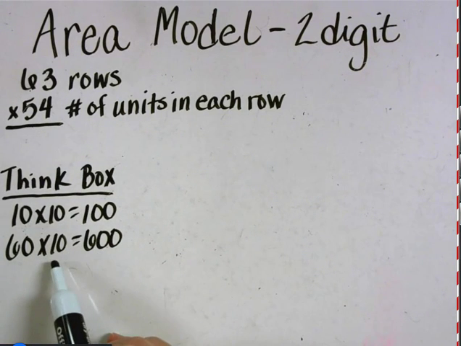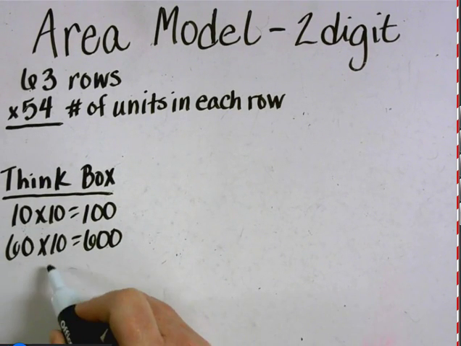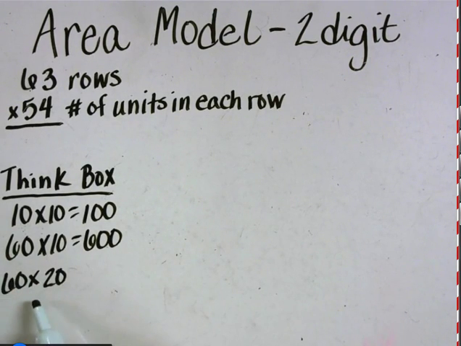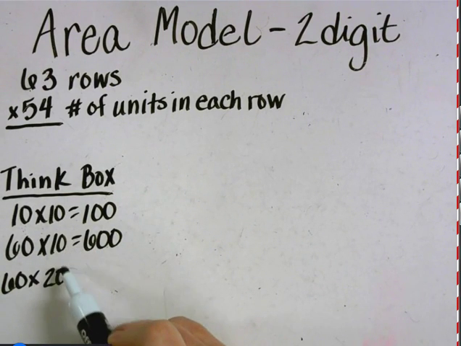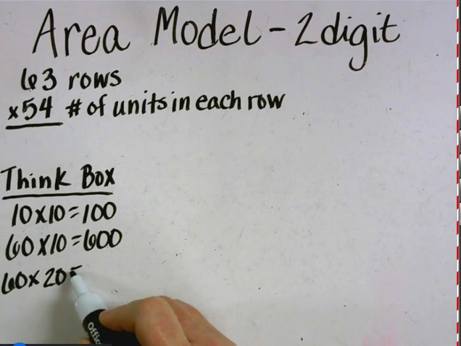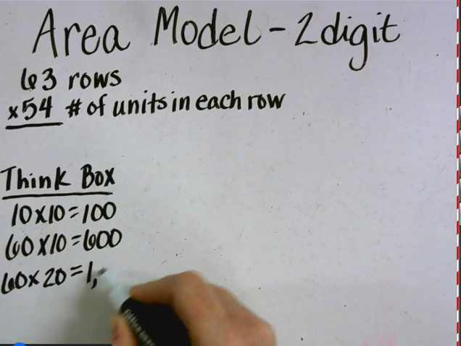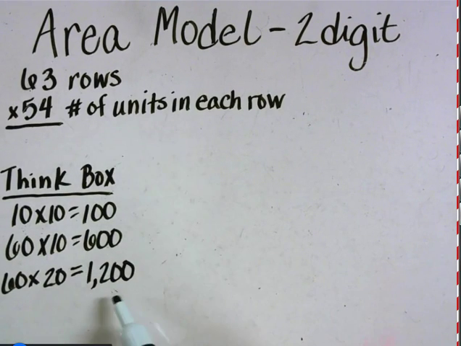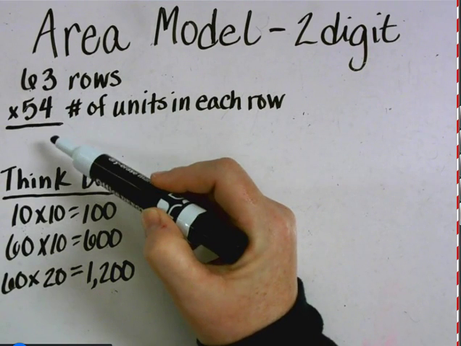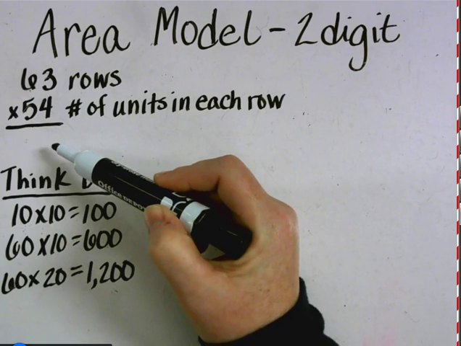What if I doubled the number of units in each row and I doubled it to 20? I can multiply this one in my head also. I can do that by saying 60 times 20, or I can just double the product in the previous answer of 60 times 10. And I know that would be 1,200. So now I'm already into the thousands with my estimate. As I'm thinking through this, I realize that 63 times 54 is actually going to be in the thousands. It's not going to be in the hundreds place.